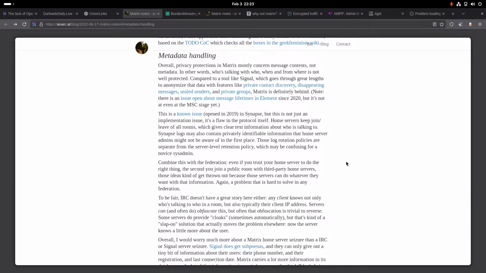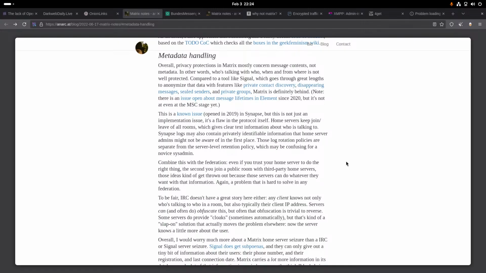Overall, privacy protections in Matrix mostly concern message contents, not metadata. In other words, who's talking with who, when and from where is not well protected, compared to tools like Signal, which goes to great lengths to anonymize the data with features like private contact discovery, disappearing messages, sealed sender, and private groups. Matrix is definitely behind.